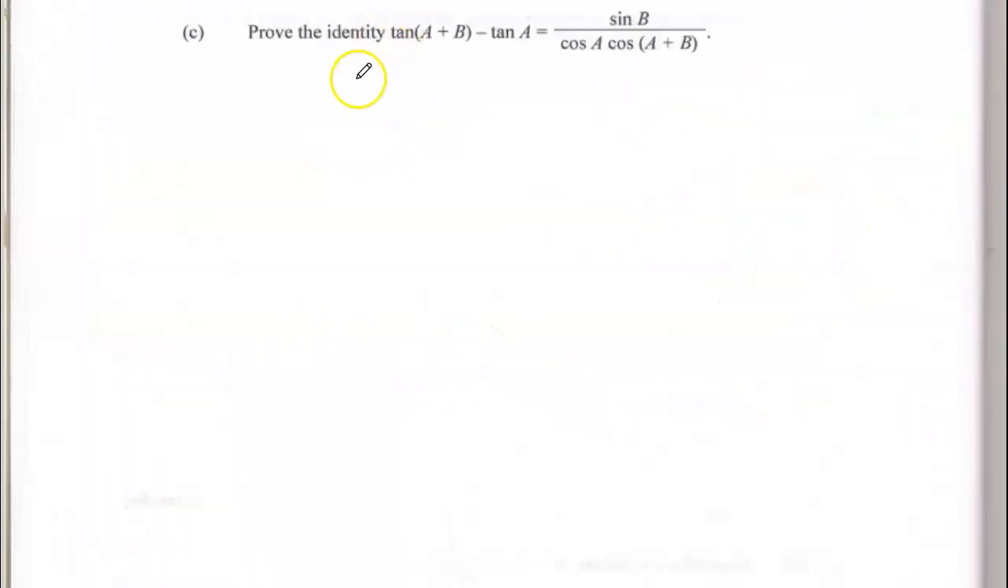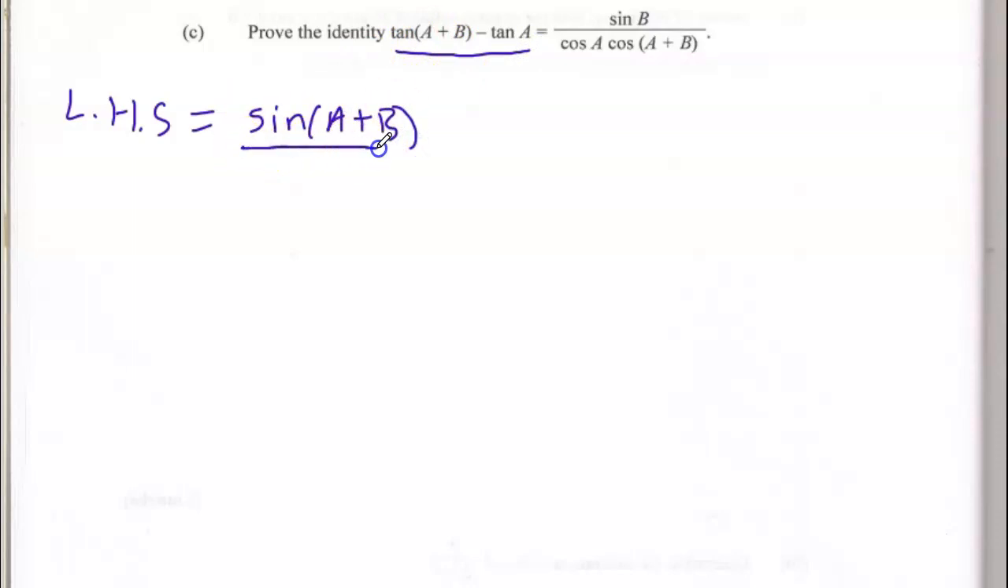Right. Next problem, prove the identity. So we can begin with the left hand side. So tan A plus B. Remember tan is sine over cos, right? So that's sine A plus B over cos A plus B, minus tan A. So that's the left hand side. And tan A is sine A over cos A.